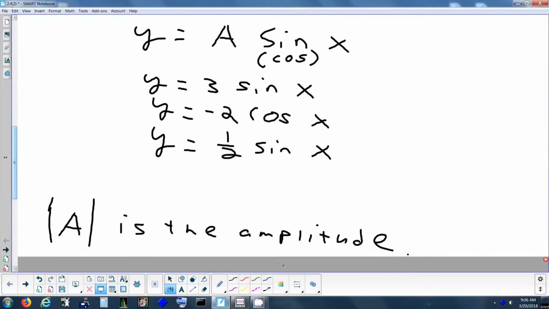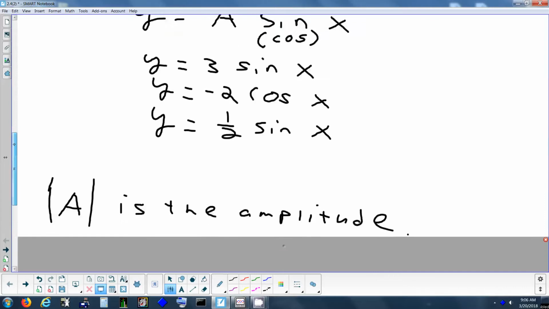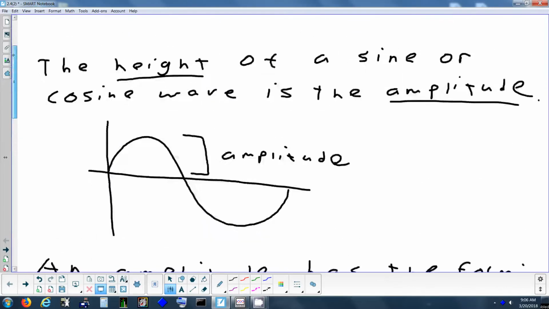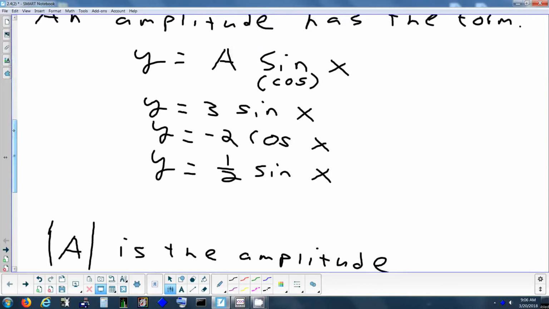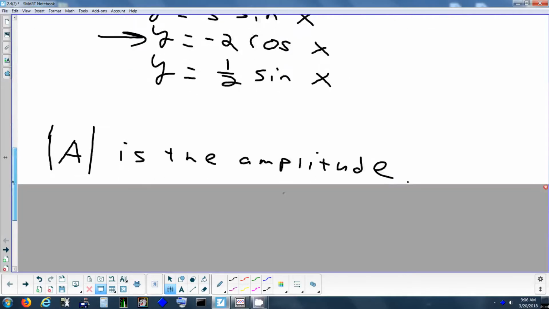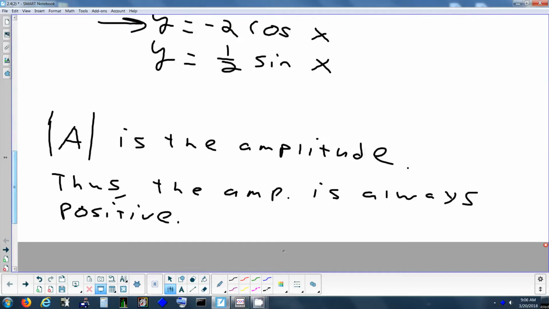If I want to know the amplitude of any of those equations, you take the absolute value of the number in front. The reason we take the absolute value, amplitude is a height. Height is a distance. You can't have a negative height. So it wouldn't make sense to say the amplitude of this one in the middle is -2. It's not -2 units tall. It's 2 units tall. It might be flipped, but it's still 2 units tall. So amplitude has to be a positive number.